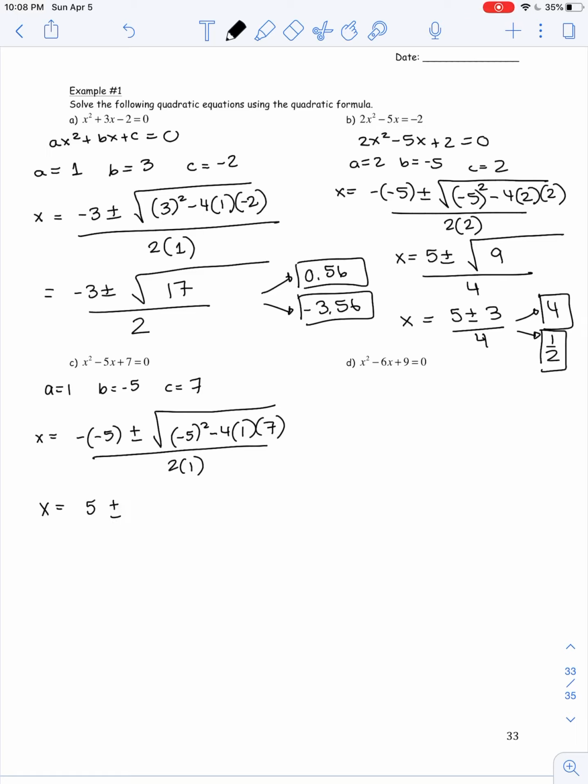And then we're going to simplify. The two negatives becomes +5, and then we have 25 again. Subtract 4 times 1 times 7. And you should get -3 here.